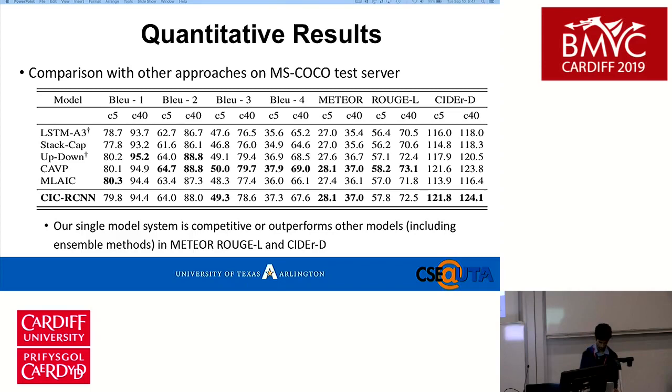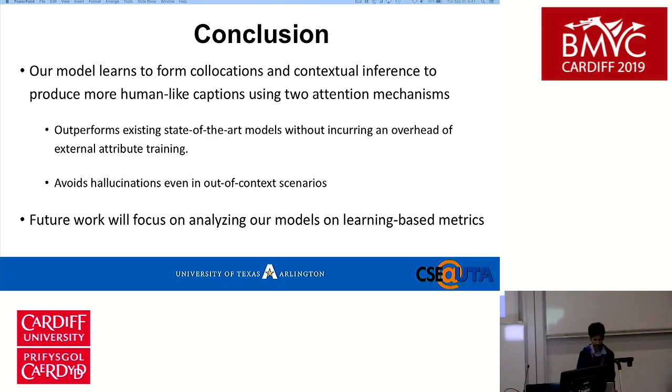In conclusion, I would like to say that collocation and contextual inferences matter a lot for generating human-like image captioning. In just one single pass, without the overhead of training additional feature vectors or supervising the training of some feature detectors using multi-label classification or any other such fancy approach or a visual policy, we have been able to get state-of-the-art results. Our future work will focus on analyzing our model on learning-based metrics and some other new data sets that have come into existence fairly recently.